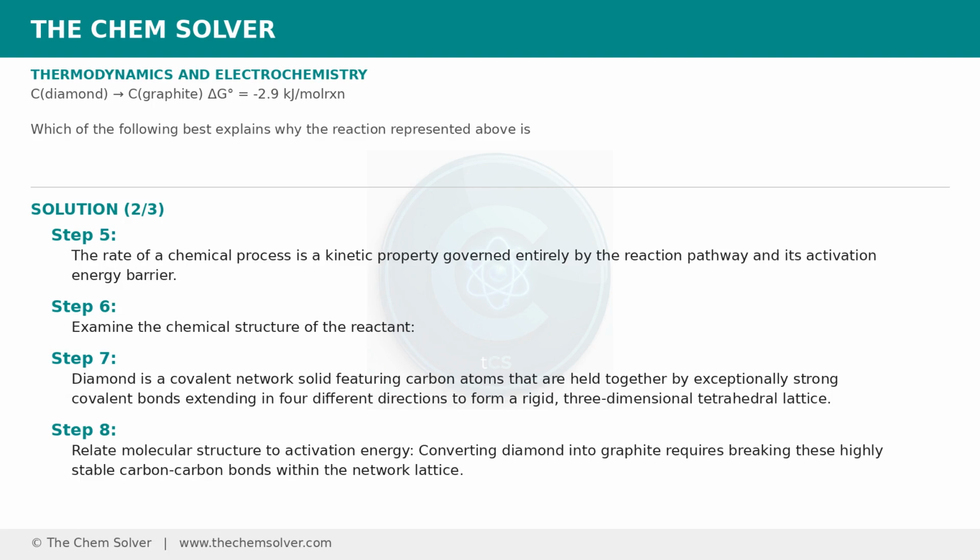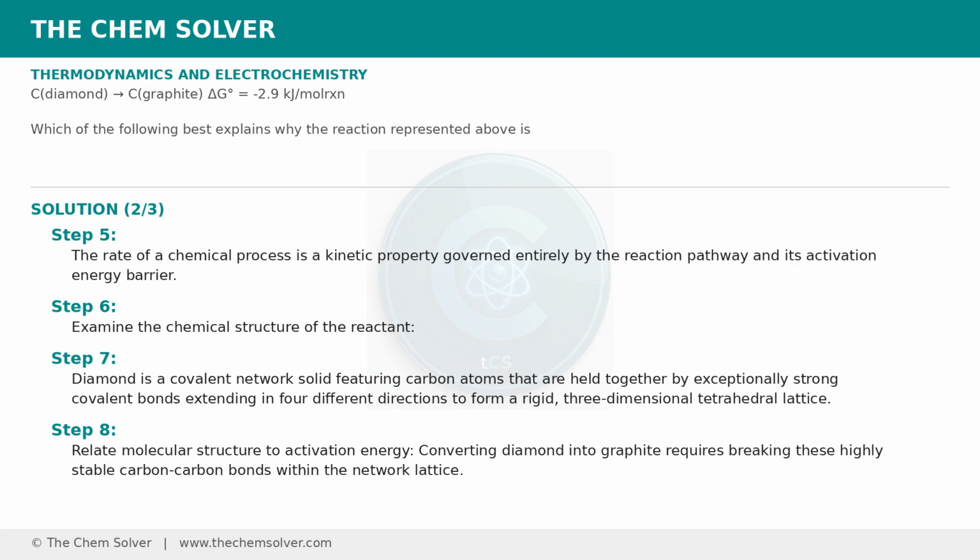barrier. Examine the chemical structure of the reactant. Diamond is a covalent network solid featuring carbon atoms that are held together by exceptionally strong covalent bonds extending in 4 different directions to form a rigid, 3-dimensional tetrahedral lattice.